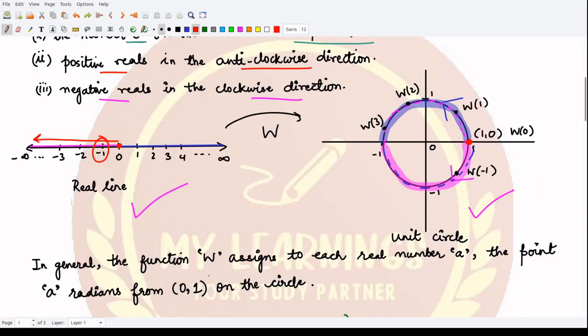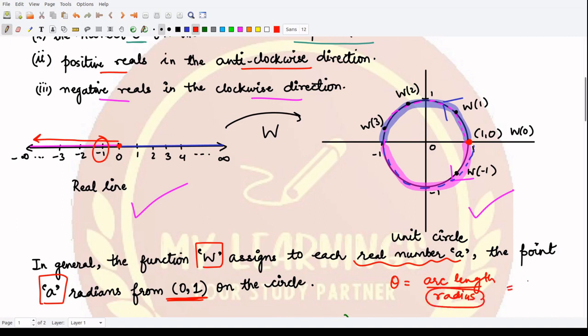In general, this function W assigns to each real number a the point a radians from the point (1, 0) on the circle, correct? So here you see, the angle theta is defined by arc length divided by the radius. Now in this case, because the value of the radius is equal to 1, because we are taking the unit circle, it is just equal to the arc length.